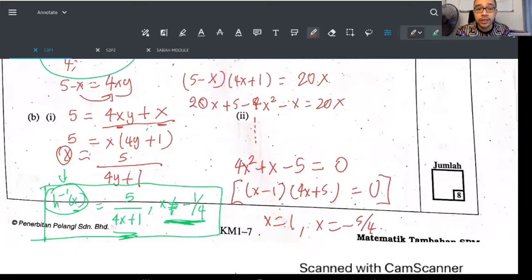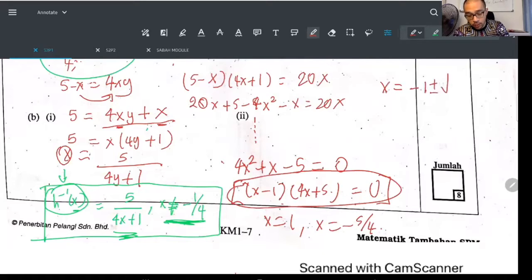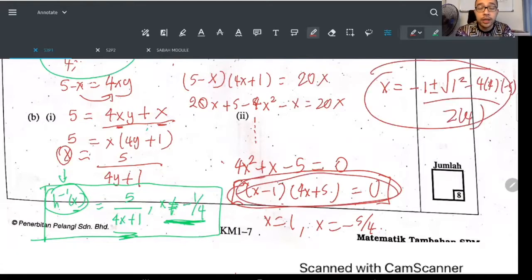In almost all factorization questions, in almost all quadratic equation questions, you need to either show this or at least x equals negative 1 plus minus the square root of 1 squared minus 4 times 4 times negative 5 over 2 times 4. Either show this or show this. If you don't show it, chances are you probably won't get that final mark, especially in paper 2. I need to emphasize that this is a very important thing to show.